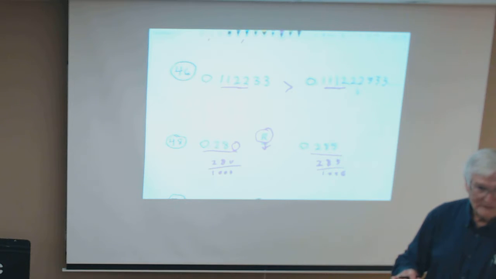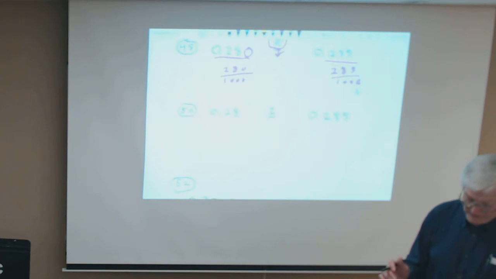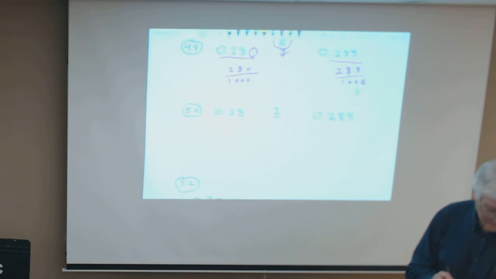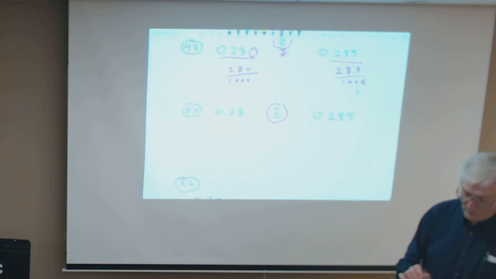Questions? Number 50. Now, number 50 says, this is why you have to read them carefully. Number 50 says, find an irrational number between these two numbers. Same two numbers. So, let's see.